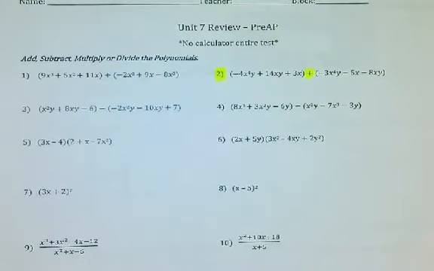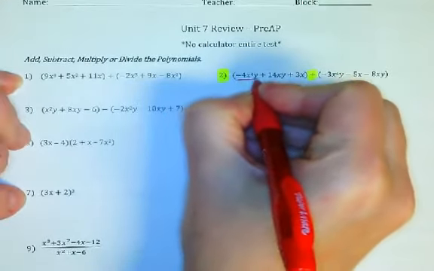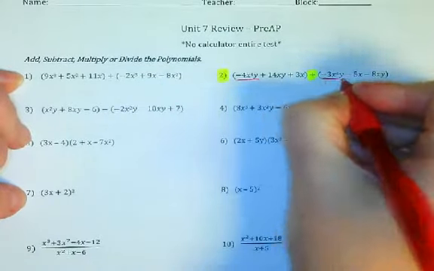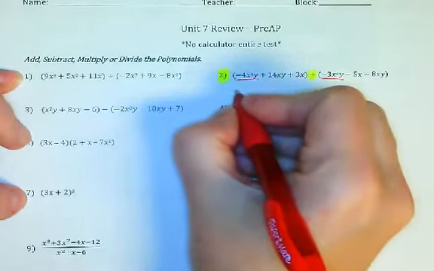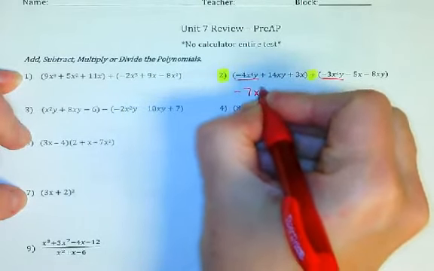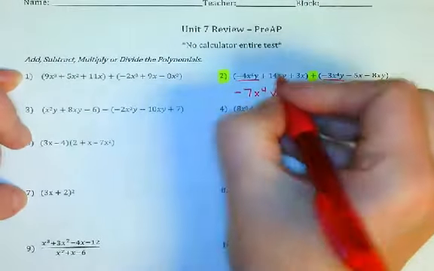You're just adding polynomials. So I'm pretty much just looking for like terms. I notice that this has an x to the 4th times y, and this also has an x to the 4th times y. So those are the two that I'm going to combine, and that gives me negative 7x to the 4th y. Then I'm also going to look for my next ones.